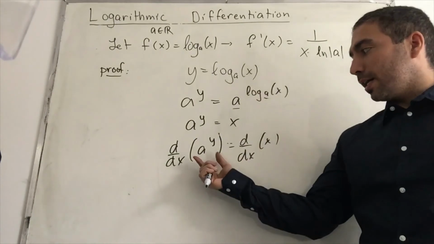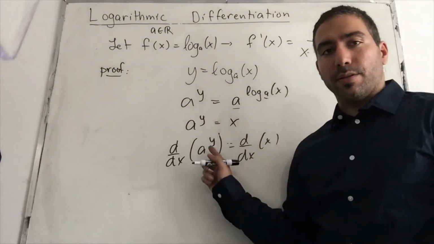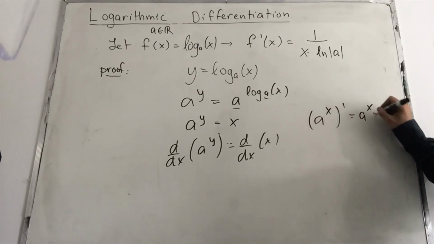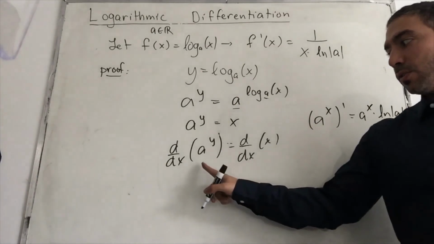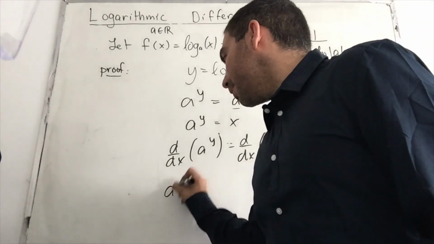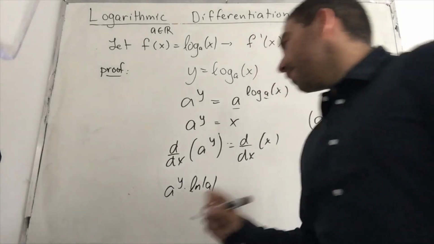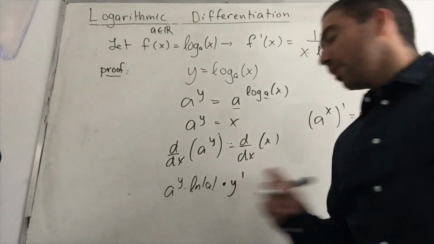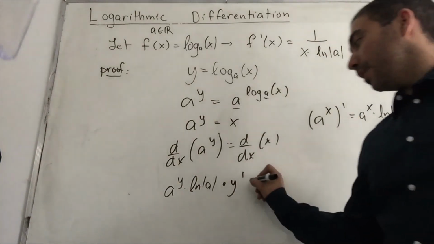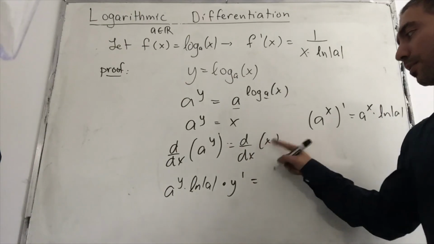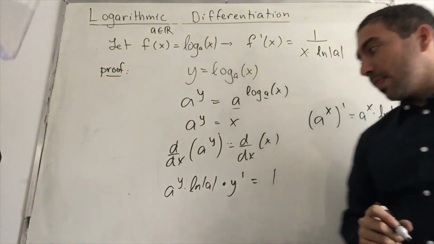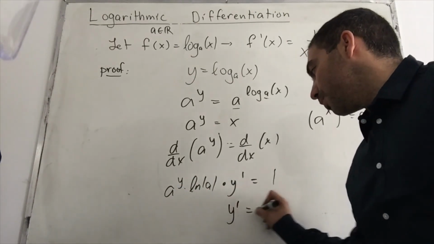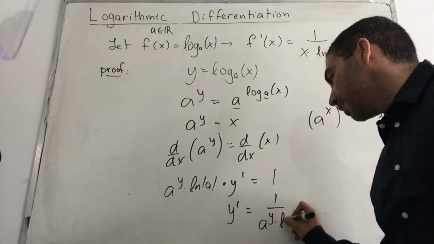So the left hand side has a y involved, but we know the derivative of a to the y. We proved it. So a to the x, the derivative, is a to the x times ln of a. So what we get here is a to the y times ln of a. But since we're deriving with respect to x and there's a y, we have to multiply, because of chain rule, times y prime. Next, we do the right hand side, which we're deriving with respect to x, just x, giving us 1. So we solve for y prime by dividing by a to the y times ln of a, giving us y prime equals 1 over a to the y times ln of a.